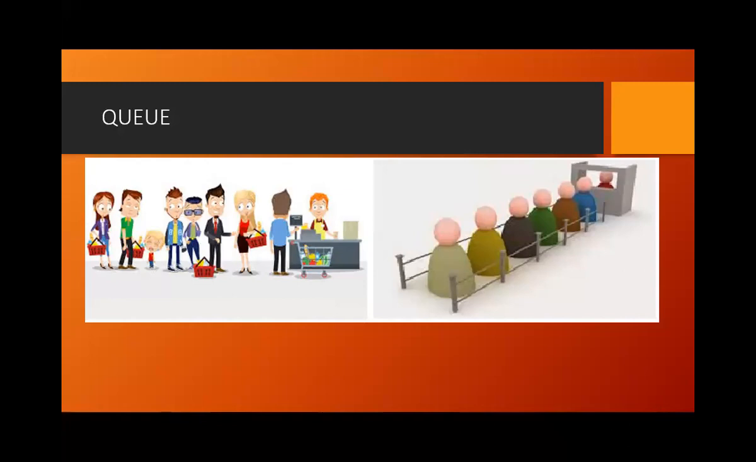Suppose you're standing to buy a ticket at a particular counter, considered to be a movie ticket, then how does it follow? We follow a queue. Suppose if someone is entering in the middle, what do you do? You shout at that person, go and stand in the queue, right? That means here it is a type of arrangement where there are two different ends.